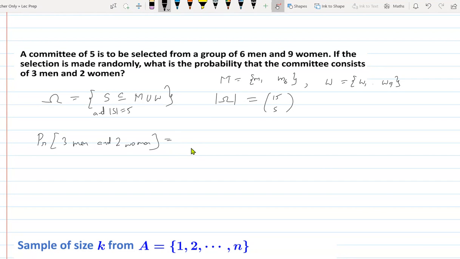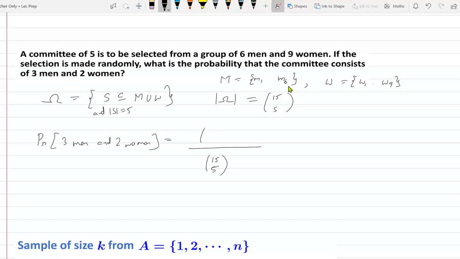So it's again a numerator by denominator. What is the denominator? It's the size of the sample space, so it is 15C5. And what is the numerator? How many possibilities are valid for this particular event? 6C3 and 9C2. Should I add them or multiply them? Multiply.